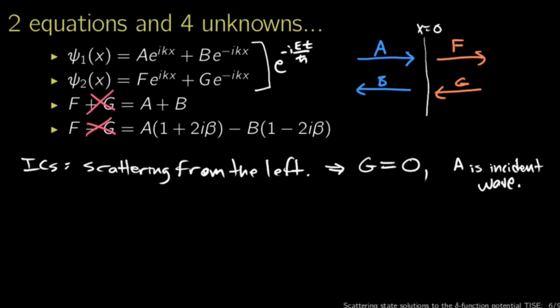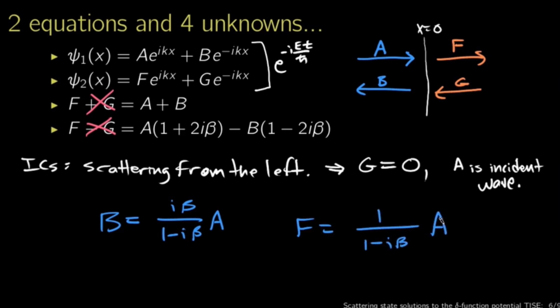And if you go through that exercise and solve for F and B, what you end up with is B is equal to i beta over 1 minus i beta, times A, and F is equal to 1 over 1 minus i beta, times A. So this tells us what B is in terms of A and what F is in terms of A. That's pretty good. What I'm getting at now is if I send a wave in from the left, that's represented by amplitude A, I can calculate an amplitude B on the basis of amplitude A.